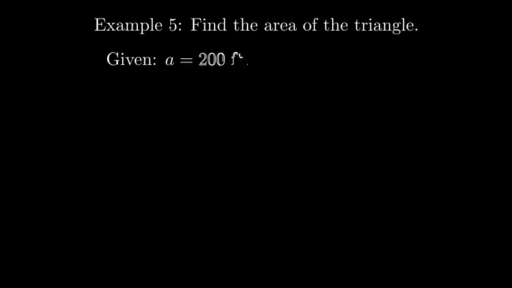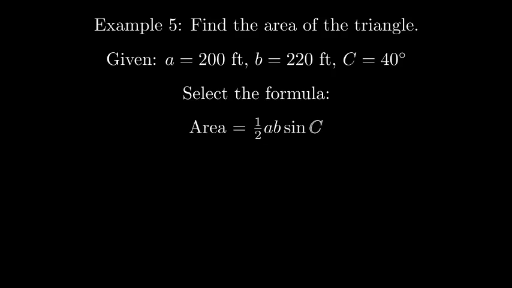We need to find the area of a triangle with side a of 200 feet, side b of 220 feet, and the included angle C of 40 degrees. We have two sides and the angle between them, which is the perfect setup for our formula. We'll use the version of the formula that includes angle C: area equals 1/2 ab sine C. Now, we just need to substitute our known values into the equation.